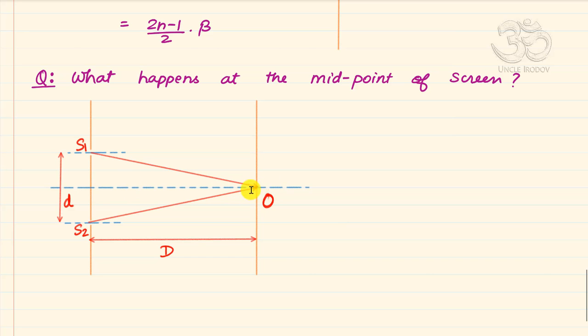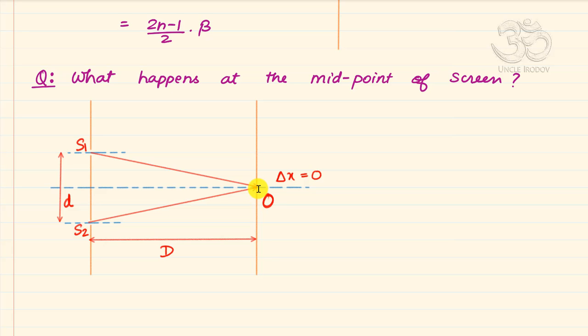So the value of delta x at O is going to be 0. There is no path difference, and when there is 0 delta x, delta phi is also going to be 0, so the phase difference is also 0, and that is a very special case. So we are going to have a maxima here, of course. We are going to have constructive interference here.